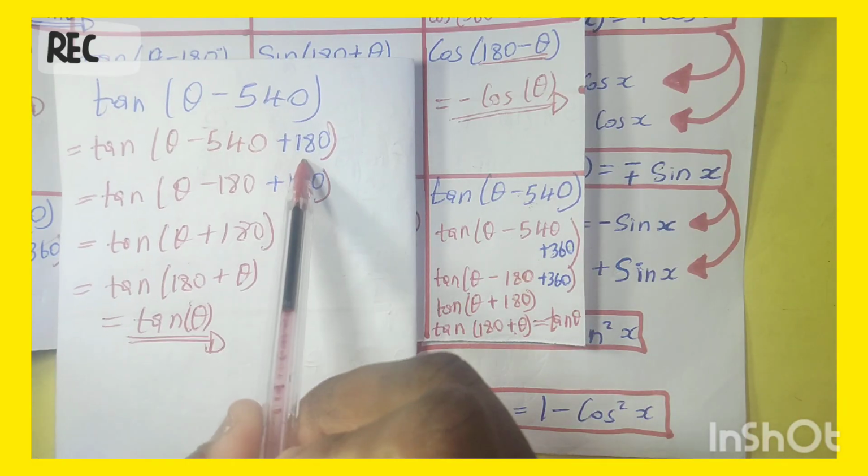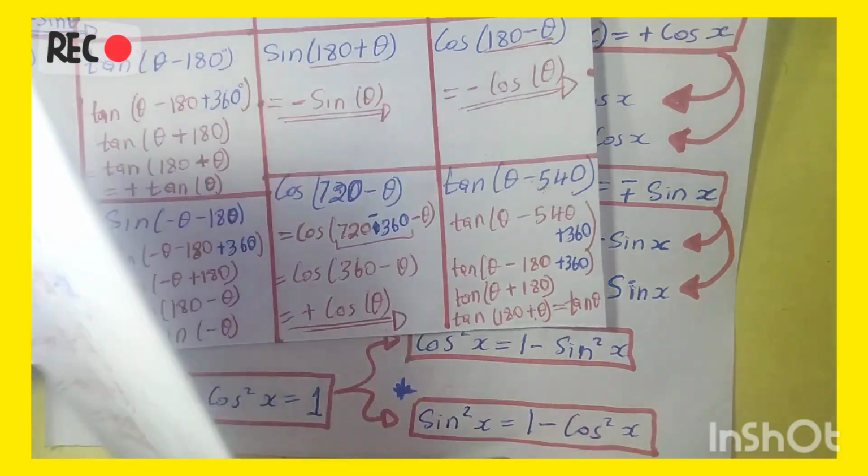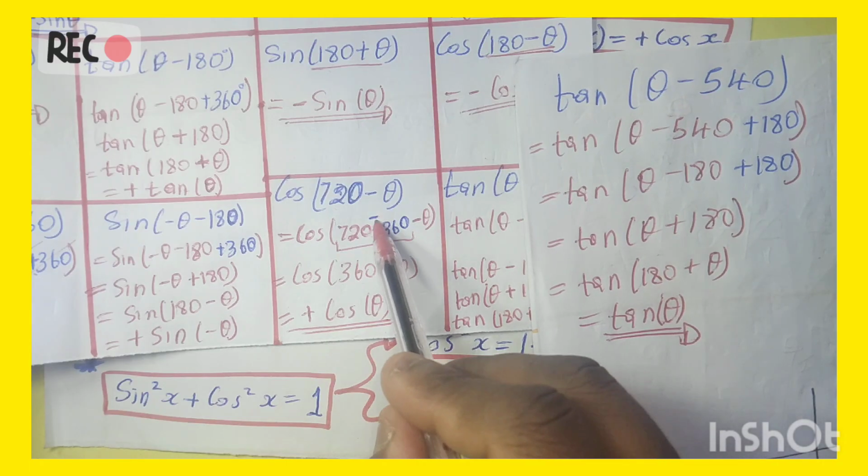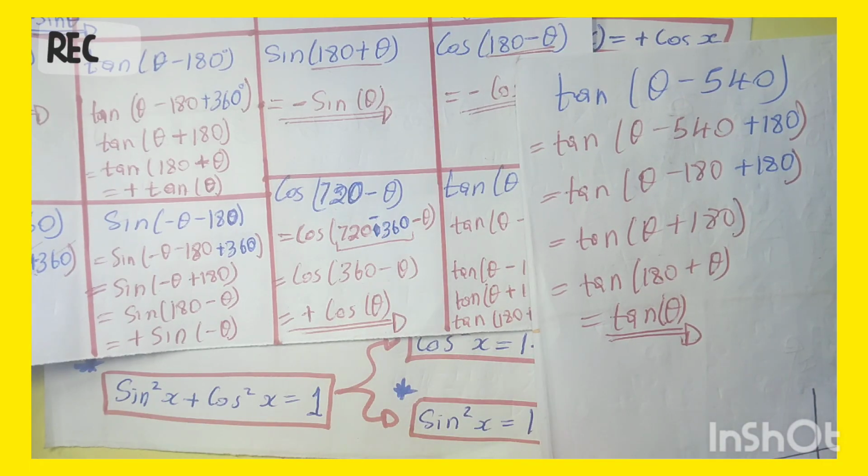When you say negative angle, just add 360. But when you see a big angle, just subtract 360.